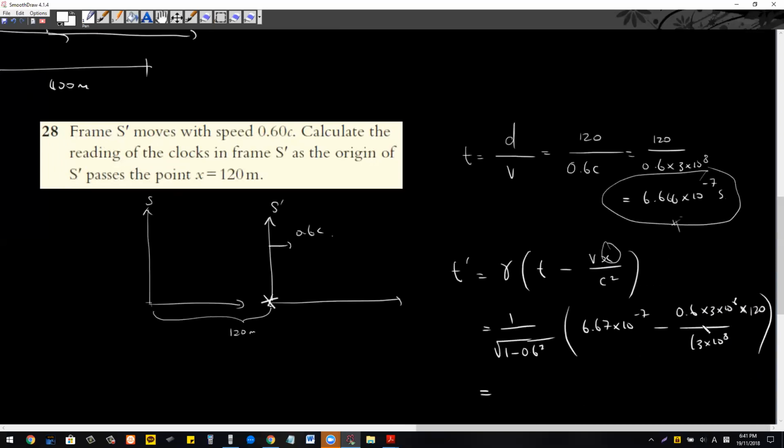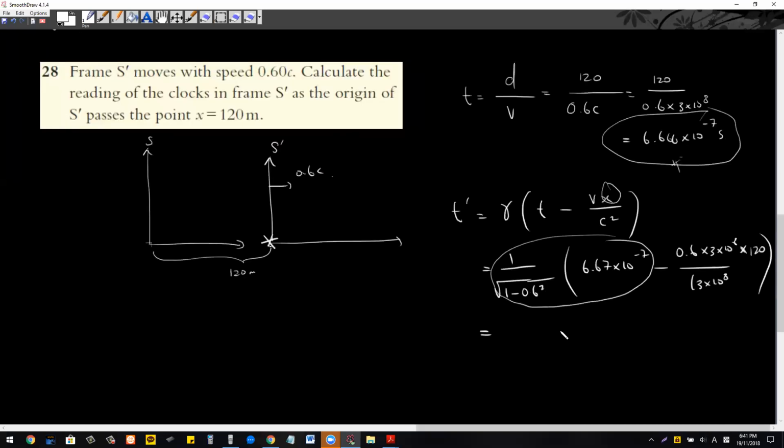So this is not simply time dilation. If you only have this bit here, that would be time dilation. So what this gives you is a time of 5.3 times 10 to the power of minus 7 seconds. Does it all make sense? So why is it not a simple time dilation?